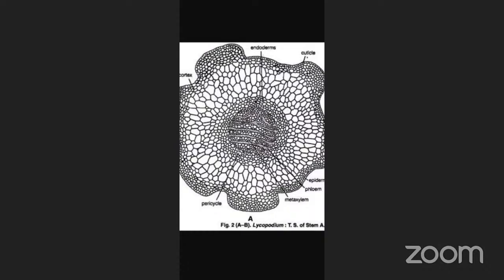So the Lycopodium stele is the protostele. There is no pith, only the xylem is there. The xylem is surrounded by the phloem. So this type of stele is called a protostele. In the structure of the Lycopodium, these protosteles vary and different types are there, based on the stele arrangements.